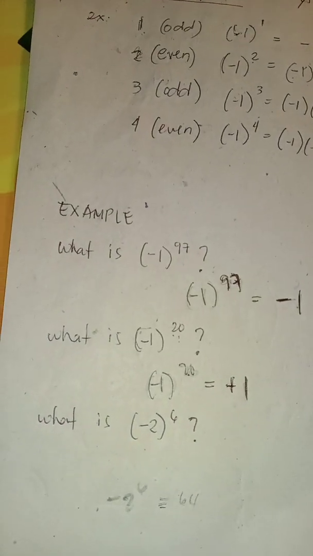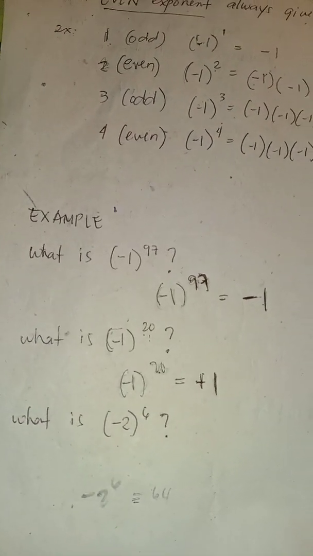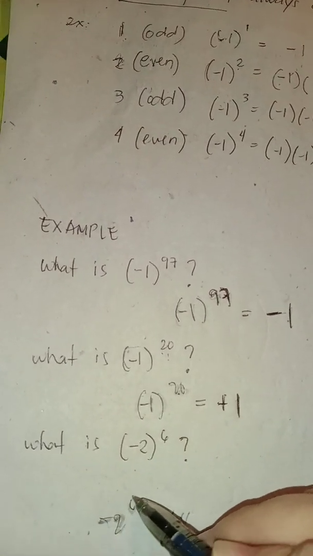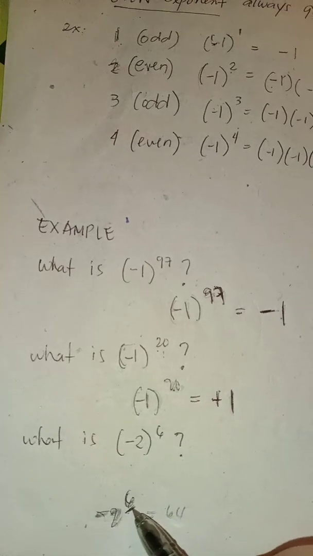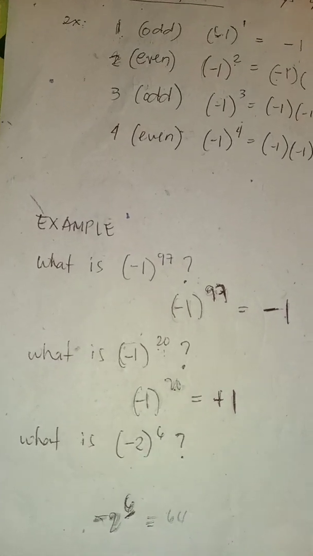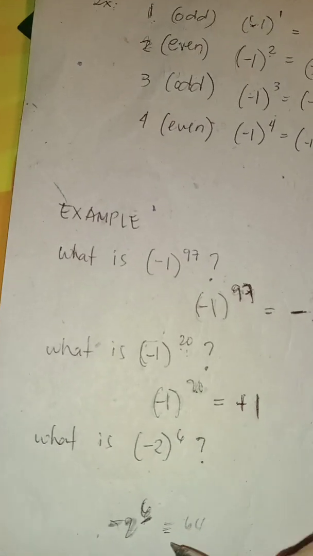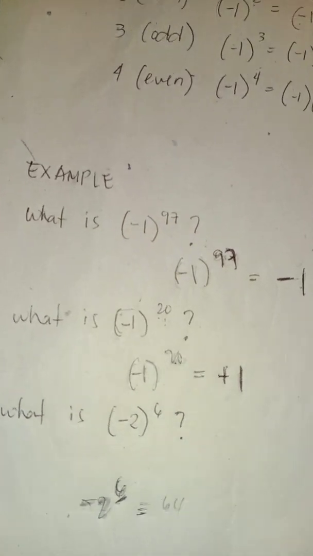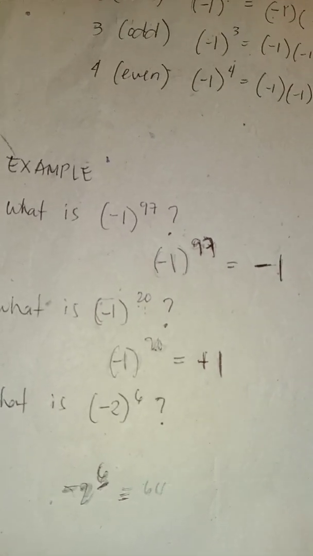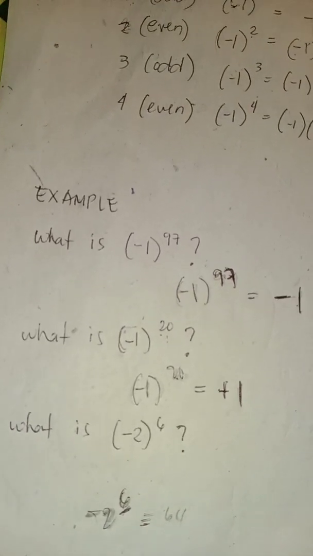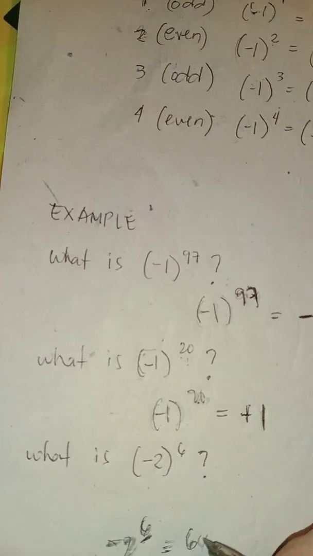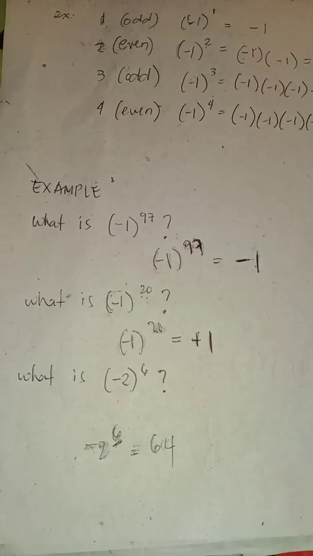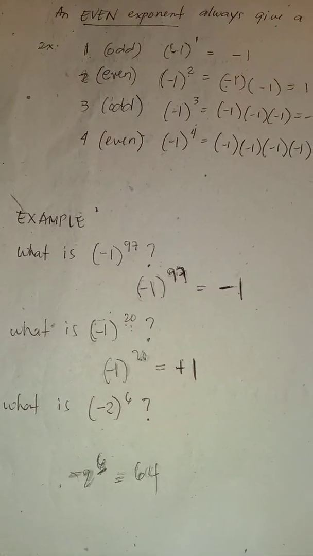Naintindihan? Ito, another example. What is negative 2 raised to the power of 6? Negative 2 raised to the power of 6. 6, ano ba si 6? Di ba si 6 ay even, so dapat positive yung sagot. Negative 2 times negative 2 times negative 2 times negative 2, kasi nga raised to the power of 6. 6 na beses mo i-multiply yung negative 2. Yung sagot ay positive 64. Ganun po. Naintindihan na po yung negative exponent.